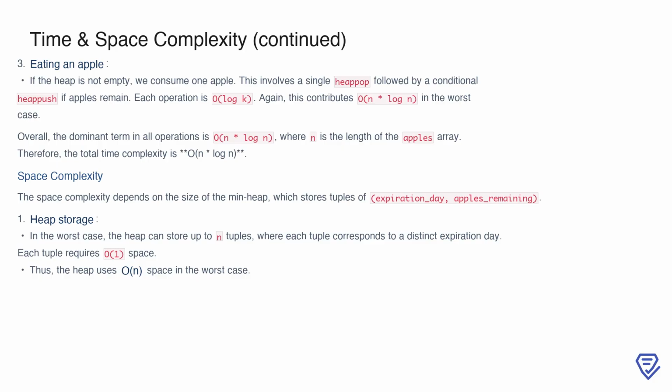When we combine all these operations, adding apples, removing rotten ones, and eating apples, the dominant term remains O(n * log n). Therefore, the overall time complexity of the algorithm is O(n * log n).